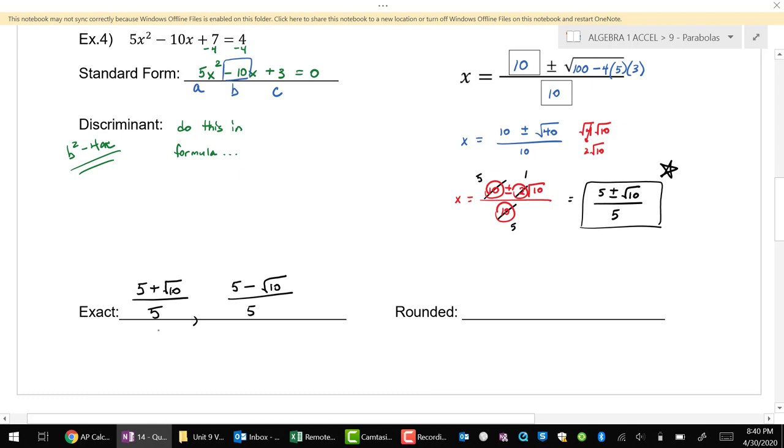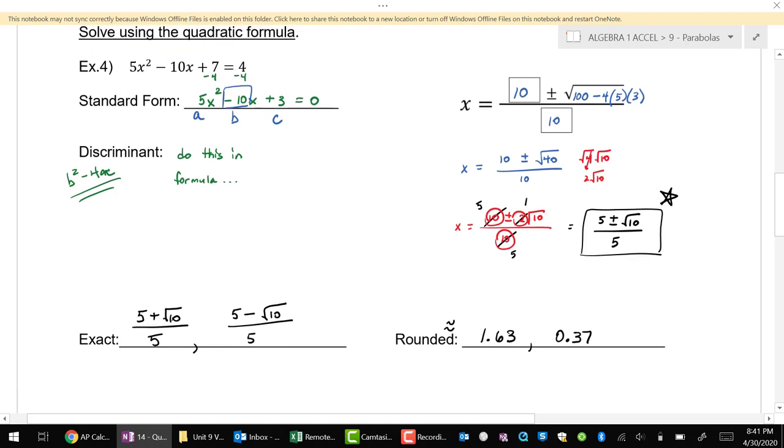5 plus root 10 divided by 5, that's approximately equal to 1.63. Decimal approximation, it's not exact, it's approximate. And then that other one, 5 minus root 10, divide all that by 5, and our other solution would be 0.37, I believe, if you check that on the calculator.